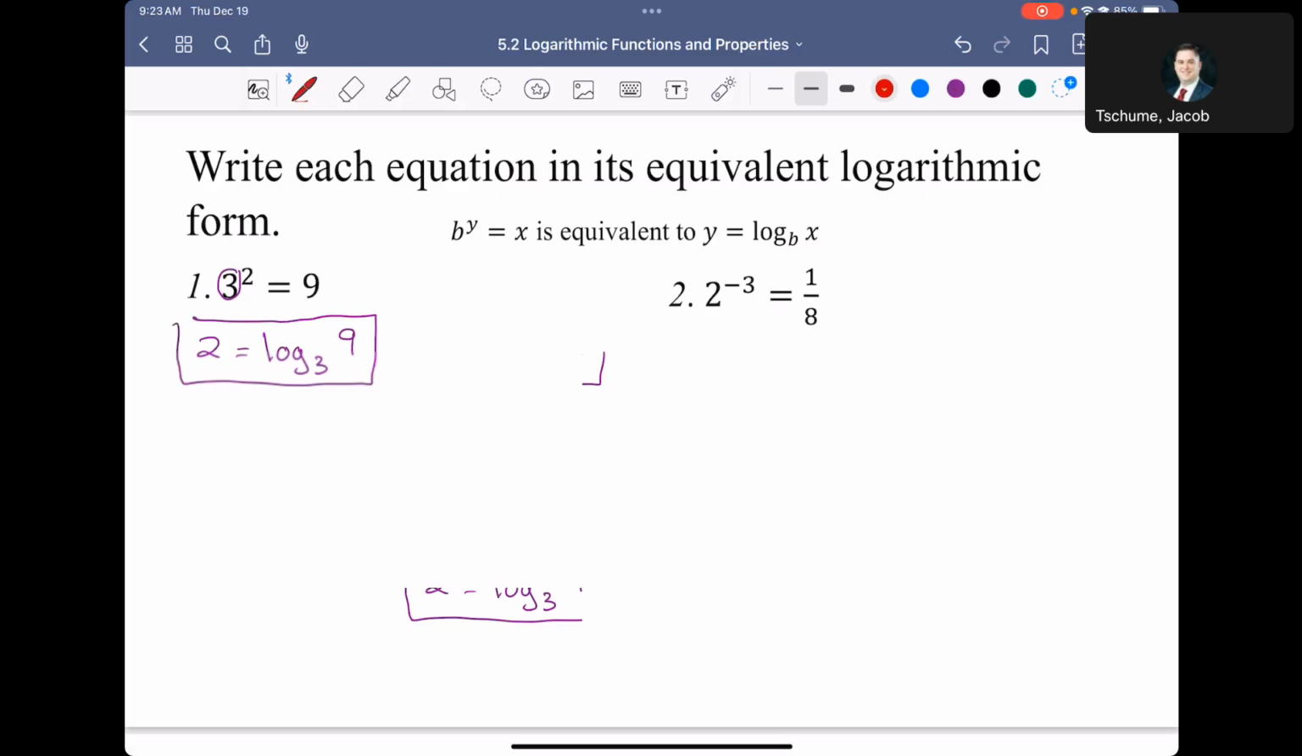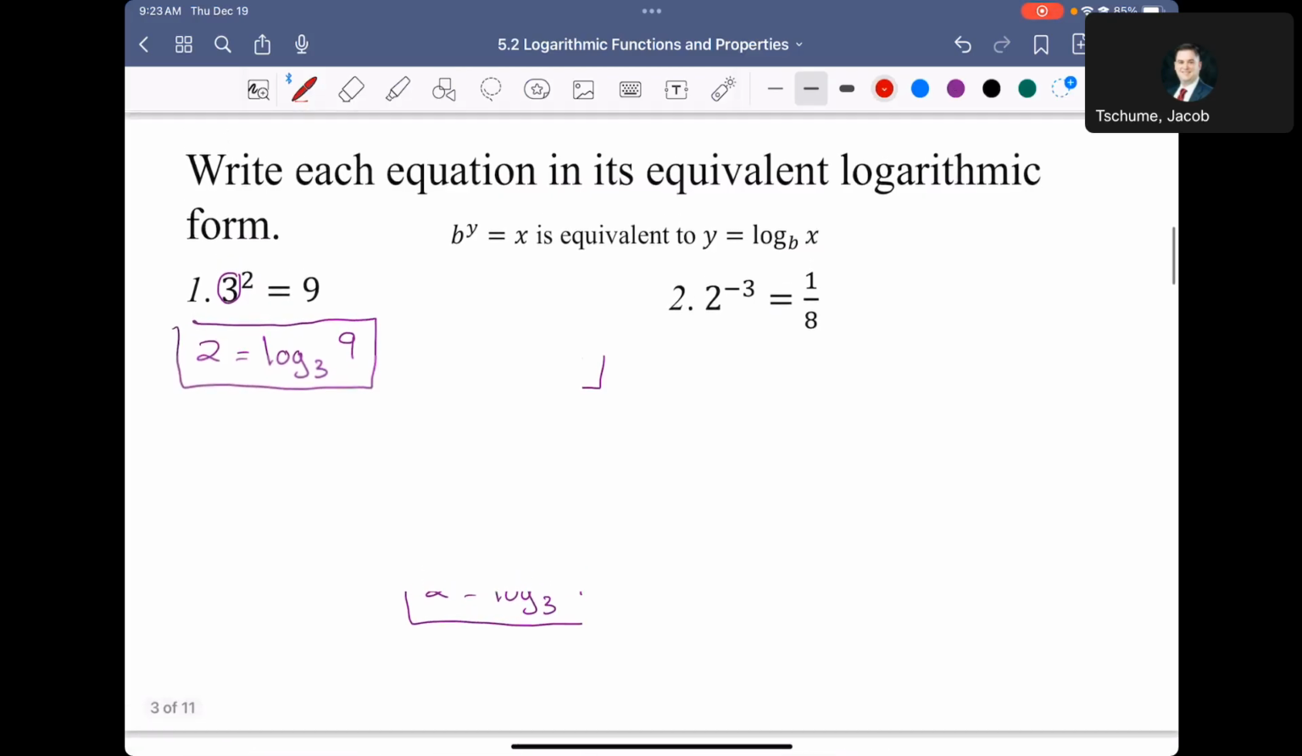All right. Similarly, we can do it for any of them. So we'll do one more. You've got 2 raised to the negative 3 is equal to 1/8. Write this as a logarithm. Well, if you identify the base of your exponent, which is 2, that means we're going to have a log base 2.